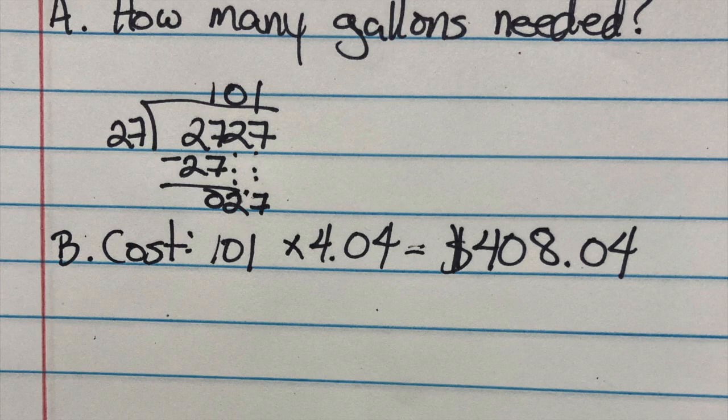This is so much easier with a calculator, but you can also double check your division by trying multiplication. You can also use estimation to decide, okay, well, 11 gallons times 27 is way lower than 2,727, right? So that's another way to check your work.